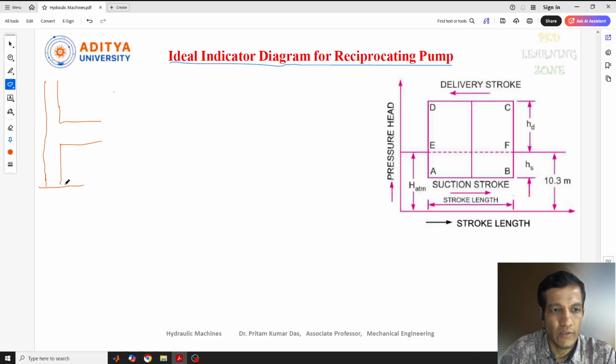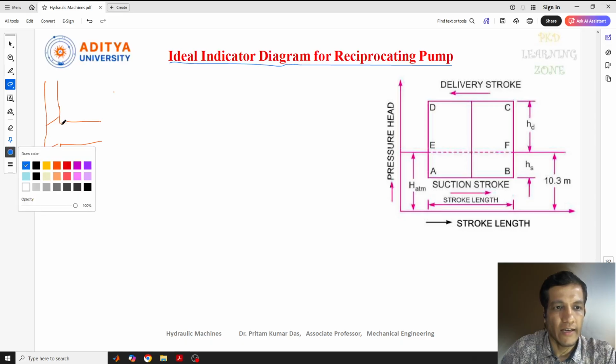So the suction pipe is connected to the sump level, or we can say the reservoir of the water, from which the water needs to be lifted, or from which the water needs to be sucked inside the pump. So here we have the suction valve, and here we have the delivery valve, and the other diagrams I'll indicate in other colors.